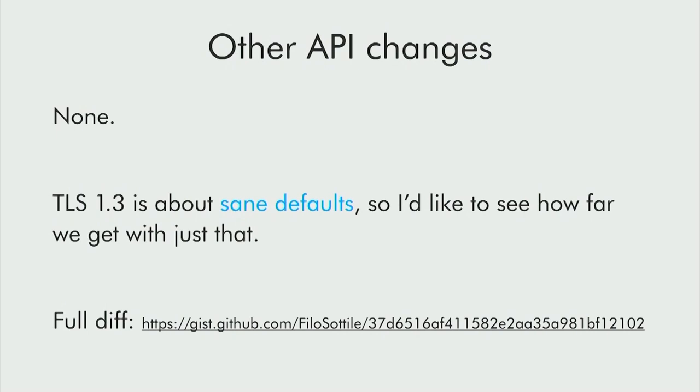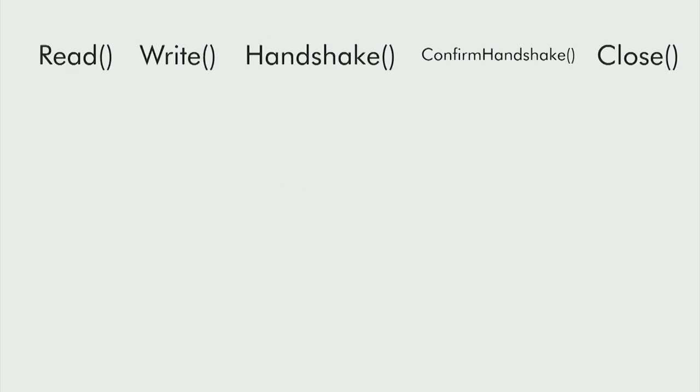So you can see the whole diff of the API changes, but they're mostly indeed some constant values and the 0-RTT API. What did get more complex, though, is, of course, some of the internals. Because with all this confirmation architecture, we need to be careful about locking. The locking situation was already complex, because we had one lock for the handshake, of course, and one lock for each side of the connection, reading and writing.